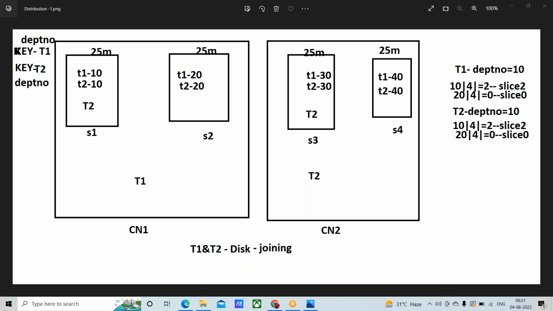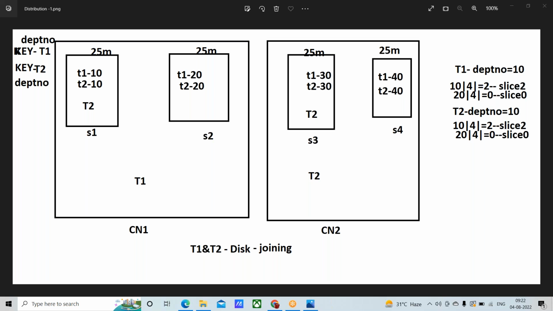So now, don't consider 100 million, you take 10,000 employees. For simplicity I'm saying 10,000 employees, and you have 50 departments. So what is our distribution strategy? The employee table will have employee ID as the key, so it will be distributed based on employee ID. And the department table will have department number or department ID as the key, and it will be distributed based on department number.